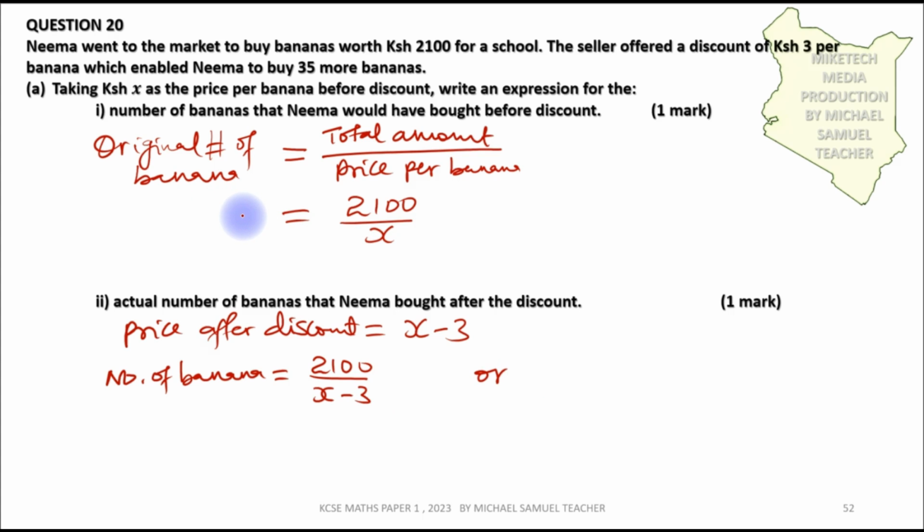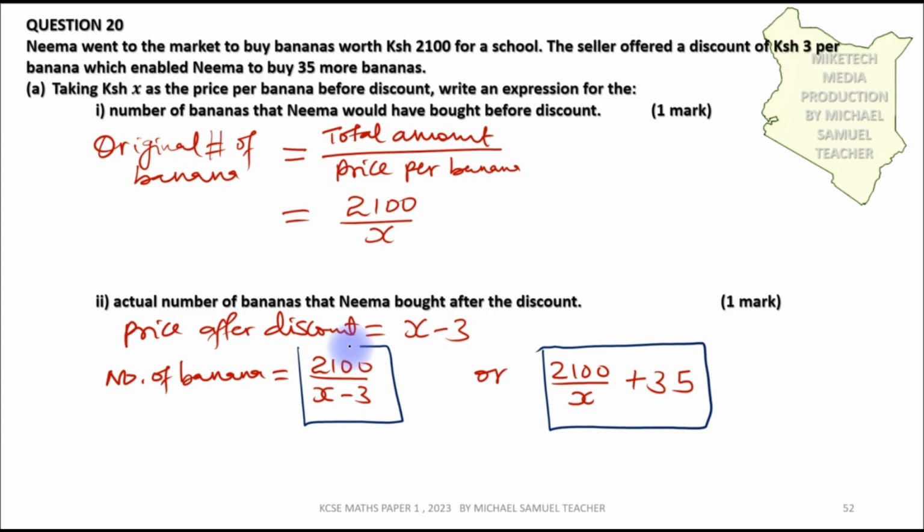So remember, the original number of bananas was 2100 over X. So the number of bananas after discount, remember she bought 35 more bananas, will be the original number of bananas plus 35, which is 2100 over X plus 35. Either of these will be accepted. So those are the expressions. We can move on to part B of the question.